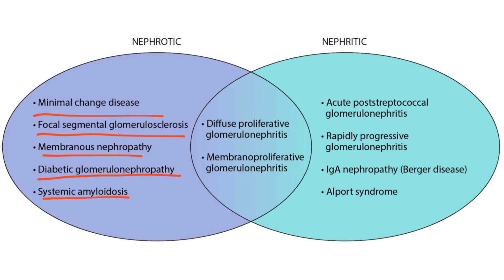As we mentioned earlier, nephrotic syndrome is characterized by podocyte damage and proteinuria. And what's the quantitative measurement of proteinuria that qualifies as nephrotic syndrome? In other words, how many grams per day? Greater than 3.5.